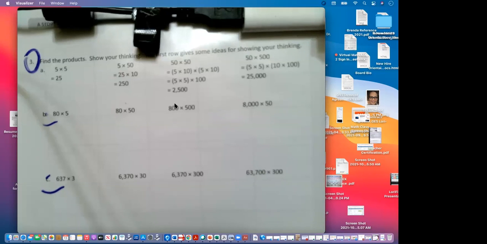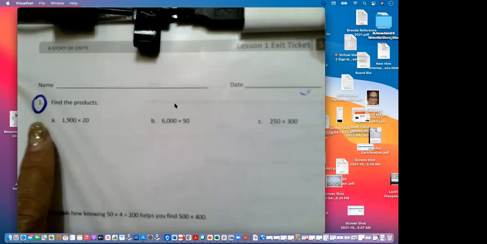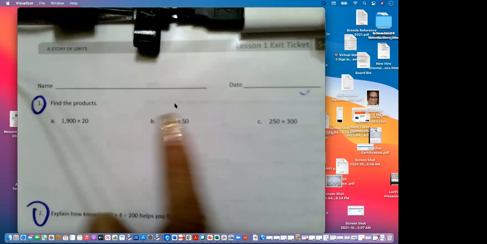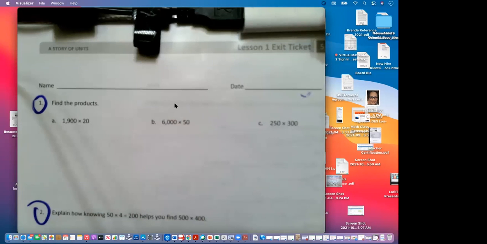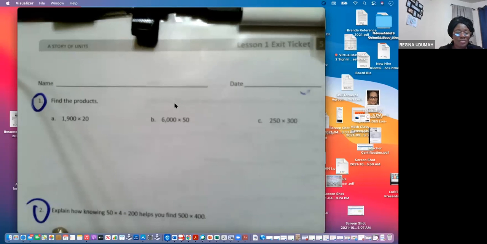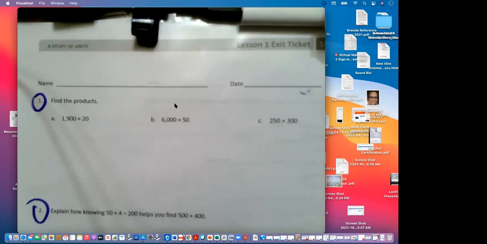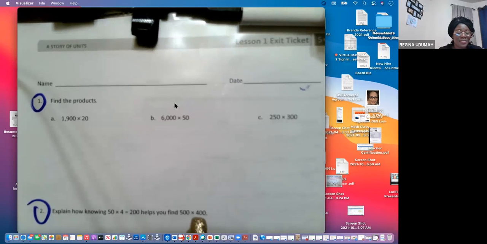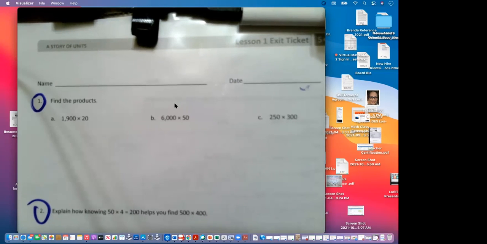Okay, again, you're gonna do page 23, 1A, B, and C, using any strategy that we talked about today, and then you're gonna explain number 2. You tell me, how is it that knowing that 50 times 4 is 200 helps you find what 500 times 400 is? How can you use this basic fact to help you find this answer? Multiply 4 times 5. That's what you're gonna write.